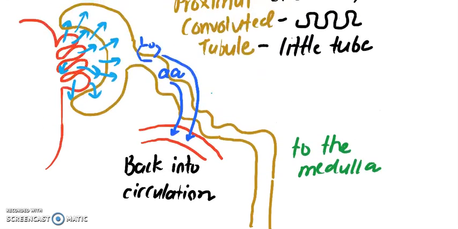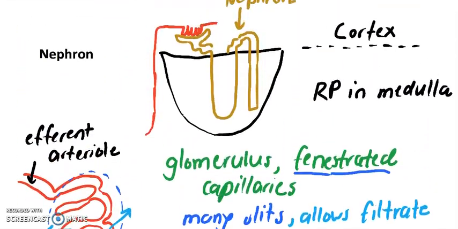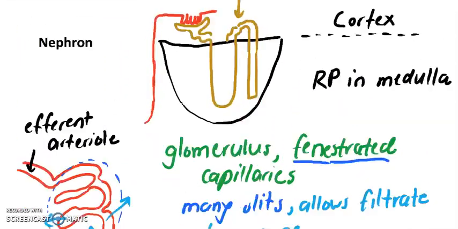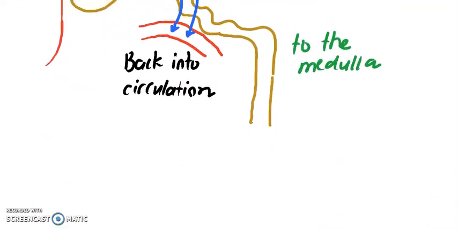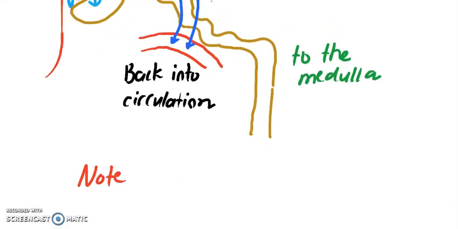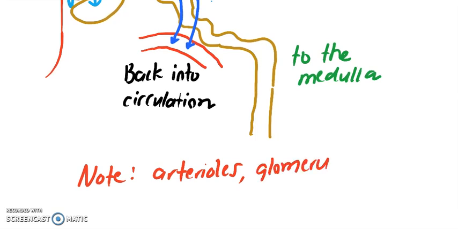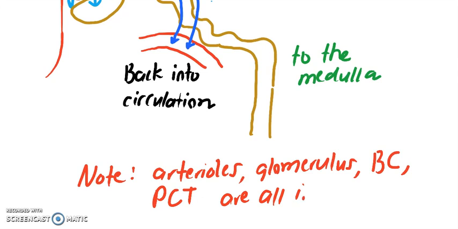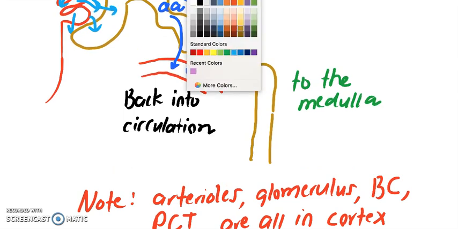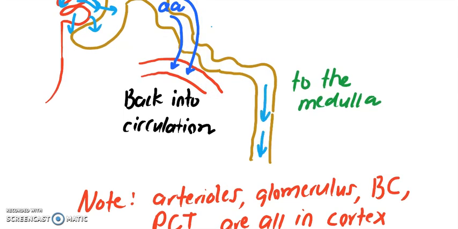So all these structures that we mentioned here, this is all in the cortex. So if you look up here, everything that we mentioned is just in the cortex region. So let's make a note of that. So the arterioles, the glomerulus, Bowman's capsule, I'll abbreviate that to BC, and the proximal convoluted tubule are all in the cortex. We haven't reached the medulla just yet. Okay, but we will. Now it's down to the medulla.